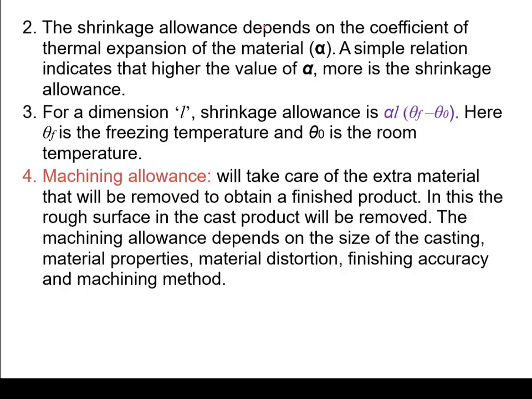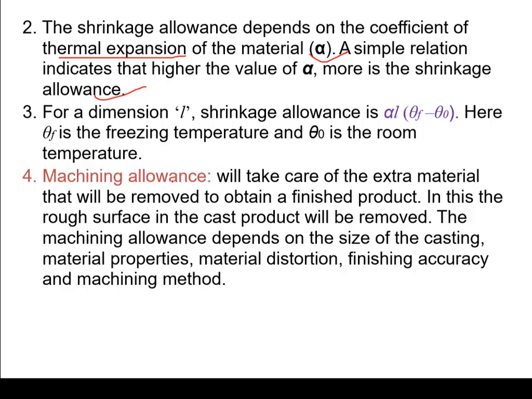The next point is that the shrinkage allowance depends on the coefficient of thermal expansion. This is a very important point, because the thermal expansion shows how much elongation there will be per degree centigrade change in the temperature of the solid or liquid. A simple relation indicates the higher the value of alpha, the more the shrinkage allowance. For a dimension L, shrinkage allowance is alpha L multiplied by (theta F minus theta 0), where theta F is the freezing temperature and theta 0 is the room temperature.